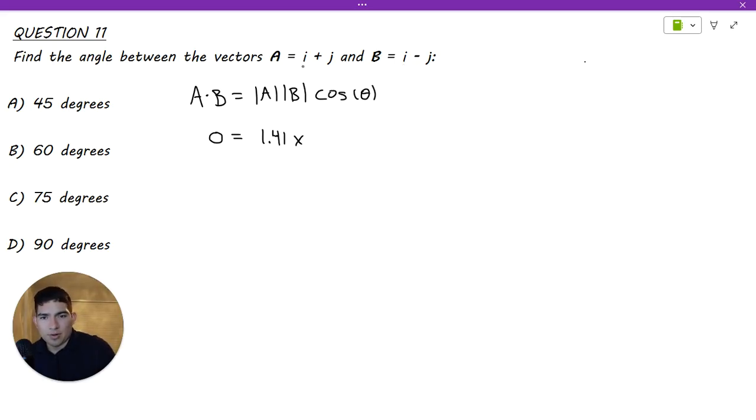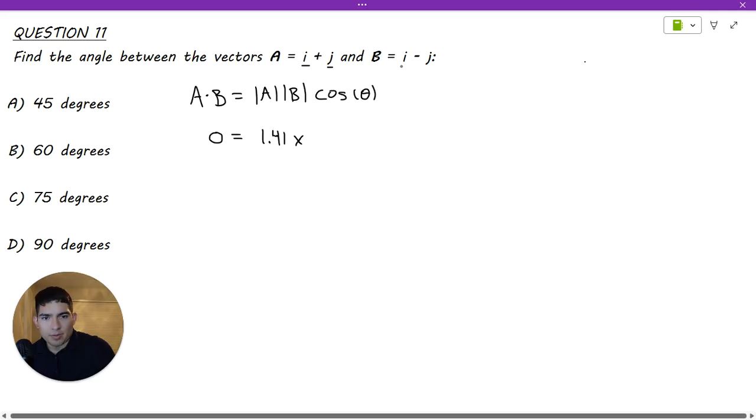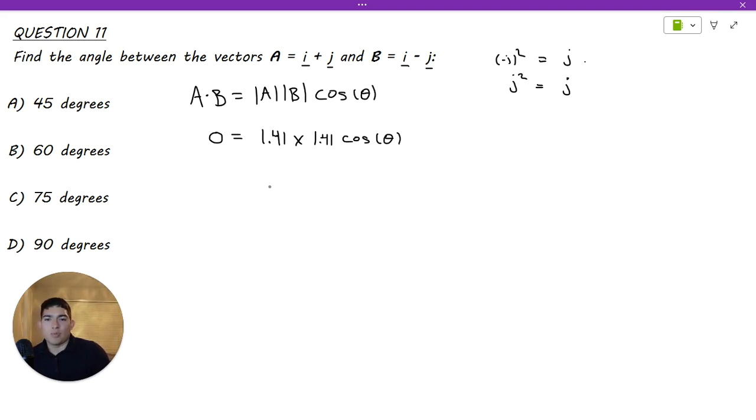Then we need to find the magnitude of vector B. As you can see though, these have the same components. They both have 1 and 1 for the i and j components respectively. So therefore we can know that the magnitude of A and B is the same. So it's just going to be 1.41 once again. So once we put all of those into our formula, we're going to end up with this.